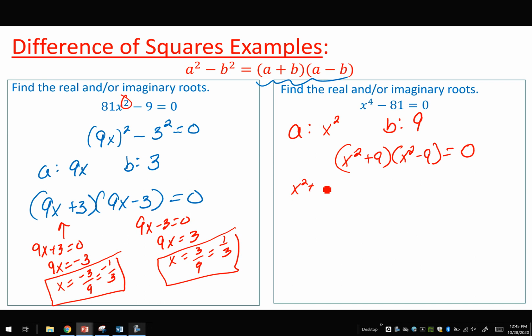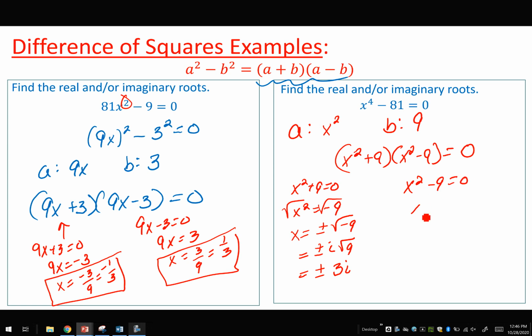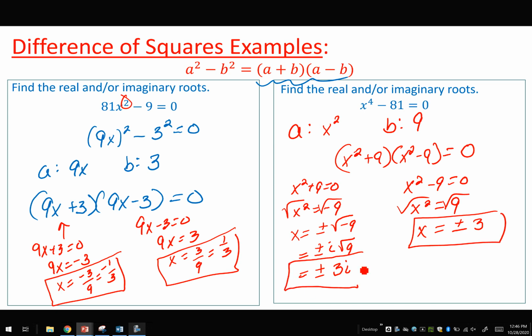So to solve each of these, x squared plus 9 equals 0 tells me that x squared would equal a negative 9. If I square root both sides, I'm going to have x being a plus minus square root of negative 9, which is plus minus i root 9, which is plus minus 3i. And on this one, x squared minus 9 equaling 0 tells me that x squared has to be 9. Square root both sides brings in that plus minus. So x is a plus minus 3, and x is a plus minus 3i. I initially had it raised to the fourth power. So if it was raised to the fourth power, it tells me I had to have 4 solutions going on.